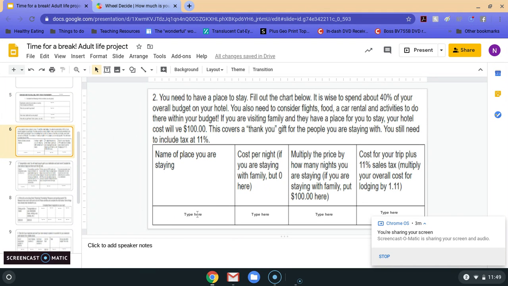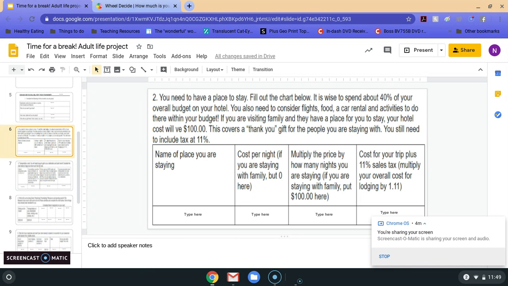So you need to put the name and the place that you are staying. If you're staying at a Days Inn, you write Days Inn. If you're staying at my grandma's house, write my grandma's house. Then how much it's going to be per night. I would use websites like hotels.com, trivago.com, kayak.com. There's tons that you can use out there, and they'll tell you how much it's going to cost you per night to stay there. If you're staying with family, it tells you to put $0 here. Then you're going to multiply the price by how many nights you're staying.